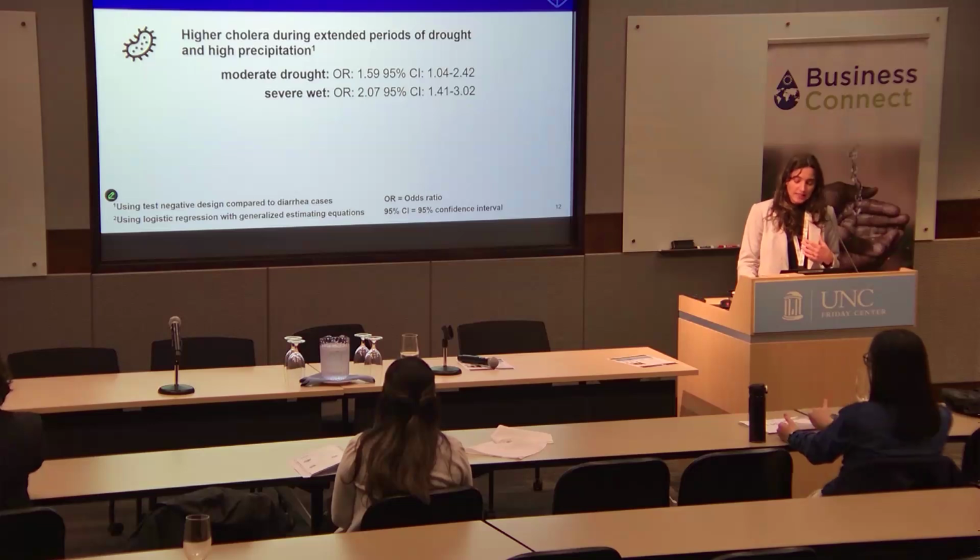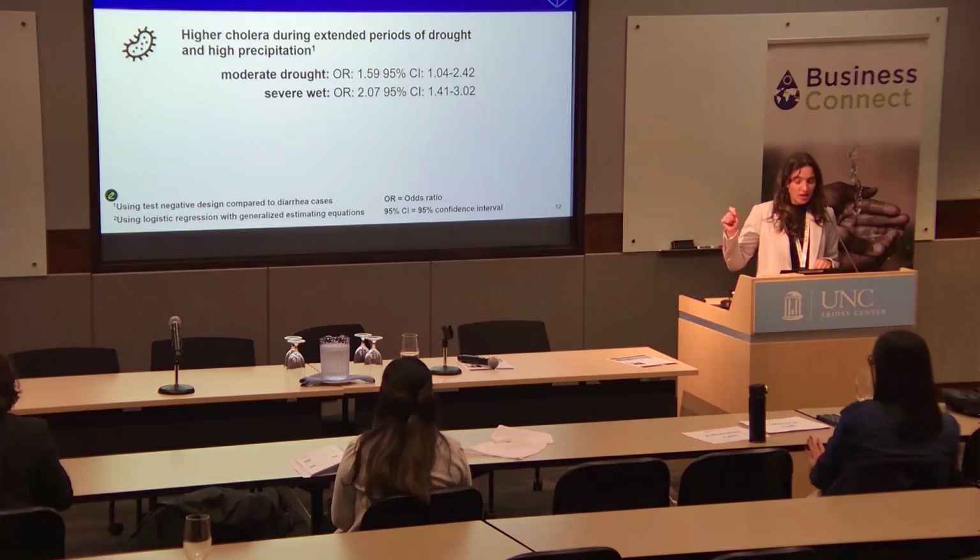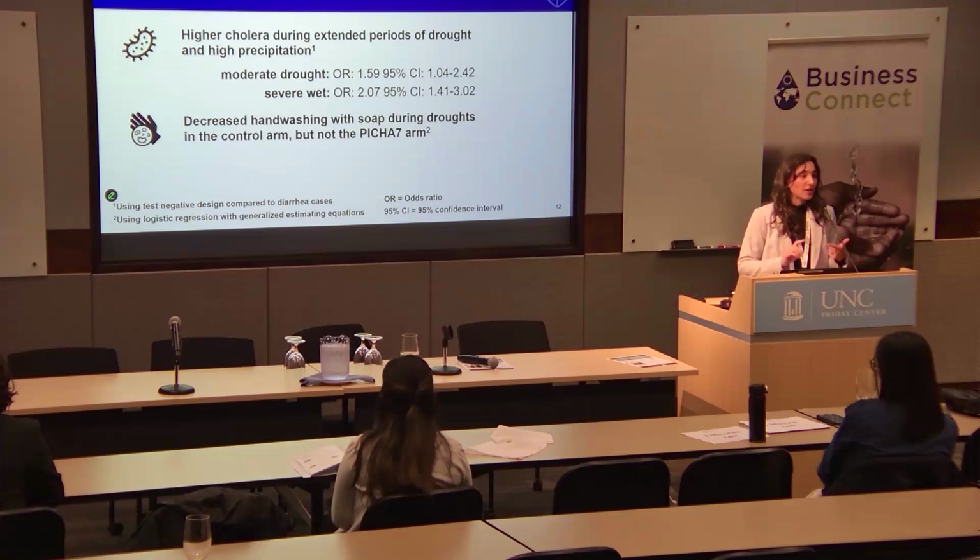In addition, we looked at how different WaSH behaviors, this is really interesting, how different WaSH behaviors targeted during our program were impacted by precipitation and drought measured with SPI. So we found decreased hand washing with soap during droughts only in our control arm, but not in the Pitch 7 arm. And we were really interested to see this finding because it could show that part of our intervention is more climate resilient, where even though during periods of drought we're seeing decreases in hand washing in the control participants, this didn't occur in our intervention arm. So even though water availability for hand washing may be more limited during this time.